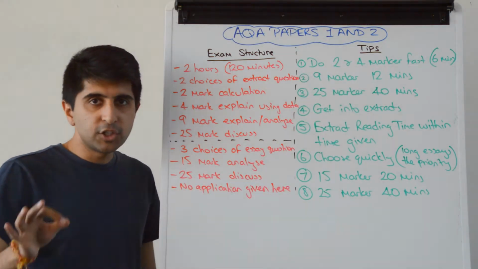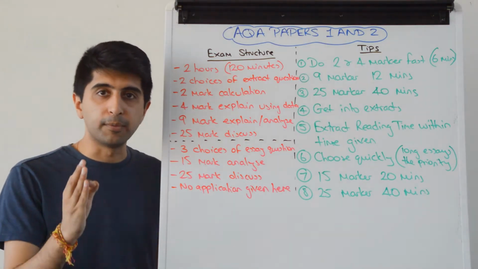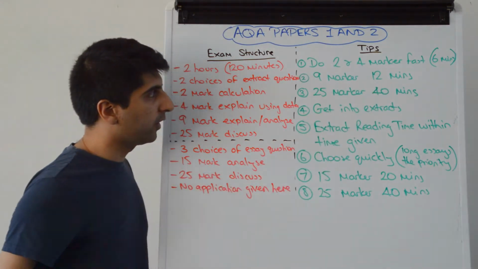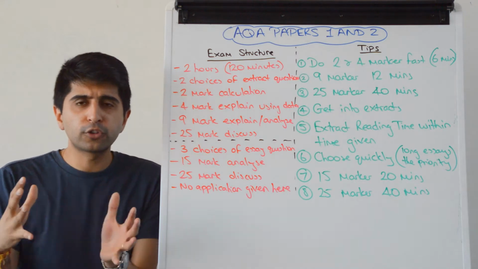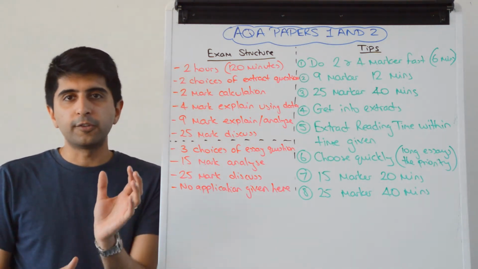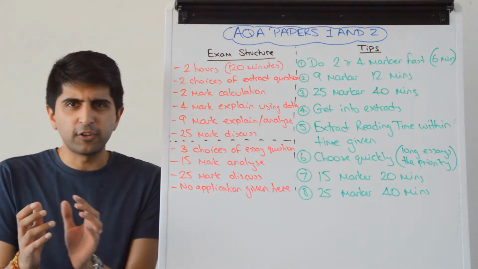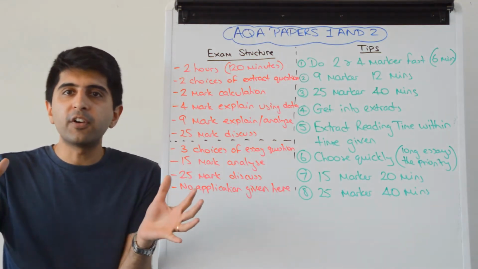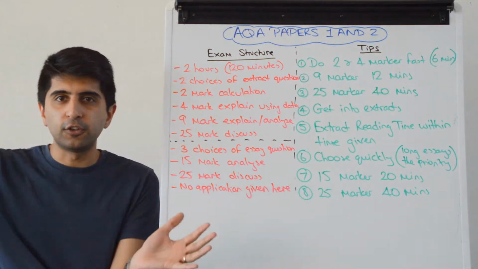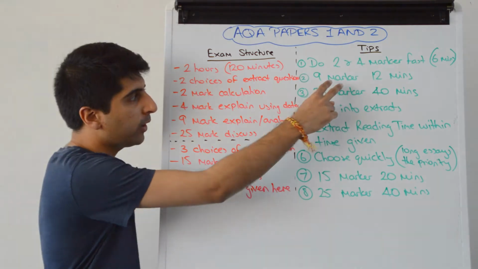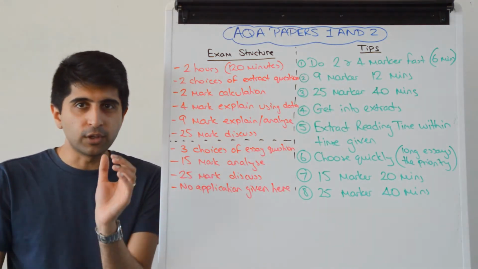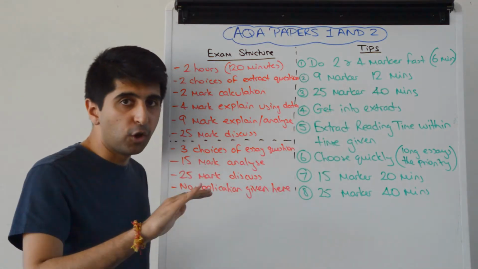The 9 marker, 12 minutes. Now stick to these times, it's important. Just 12 minutes on the 9 marker. This will be a very closed question. It'll be very focused on a specific part of economic theory or a very specific policy or something. It'll be very focused, so there won't be much for you to talk about necessarily. Whatever the question is asking, just answer that in real detail. 12 minutes, no more than that.